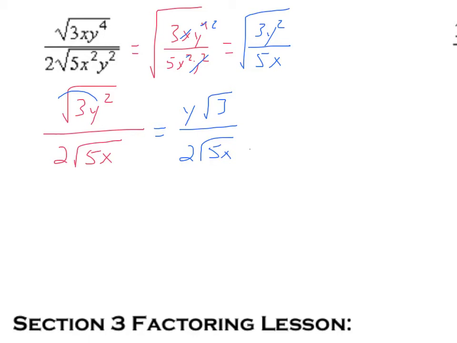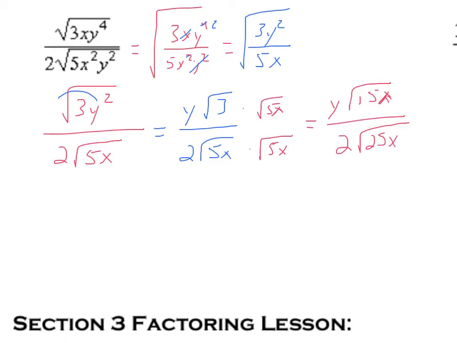And again, to rationalize, we are to multiply top and bottom by what we consider the problem. And the problem is root 5x. That is not acceptable to have in the denominator. So if you multiply top and bottom by root 5x, on the top we get y root 15x over 2 root 25x squared.